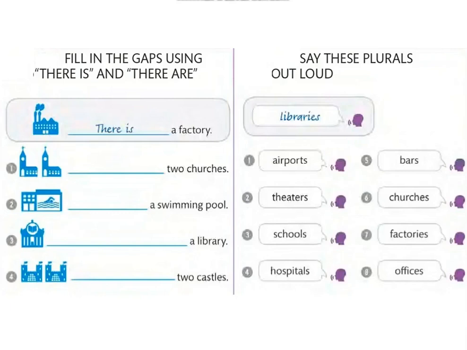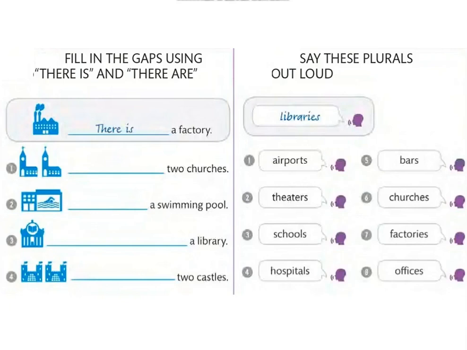Number two, a swimming pool. So there is a swimming pool. Number three, a library. There is a library. Number four, two castles. There are two castles. Good, we move to the next exercise. Say these plurals out loud. I want you to repeat after me.